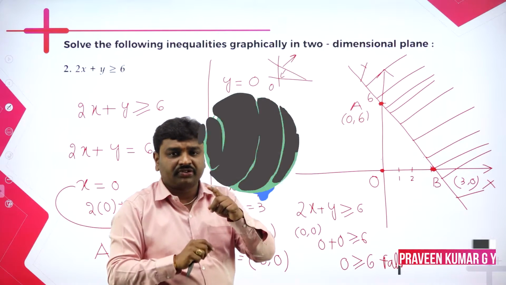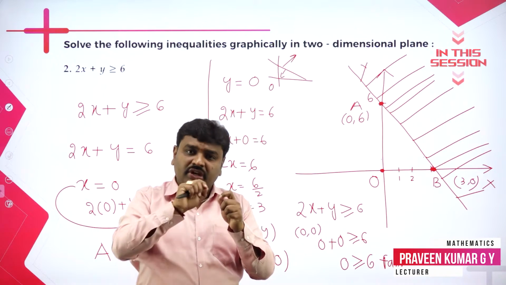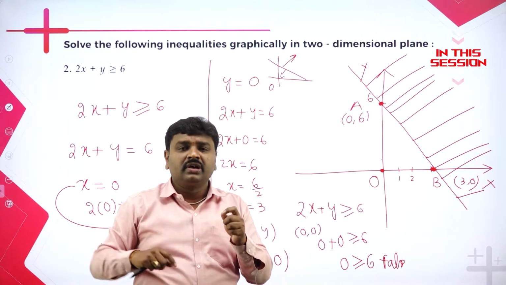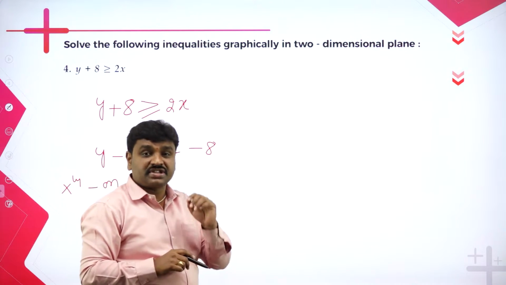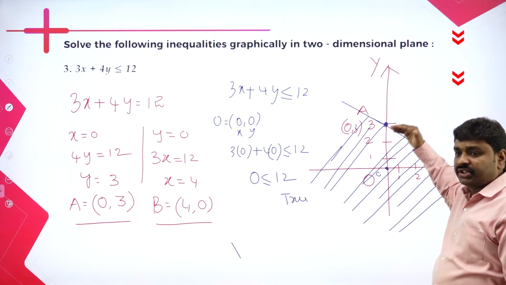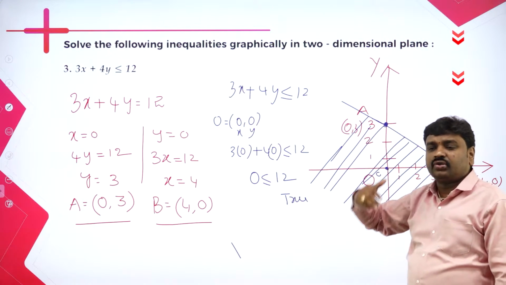First find a point on the x-axis, then find a point on the y-axis. If equal to is there, draw a continuous line. If you multiply by minus on both sides, the relation changes. And then shade. So, to shade above or below?